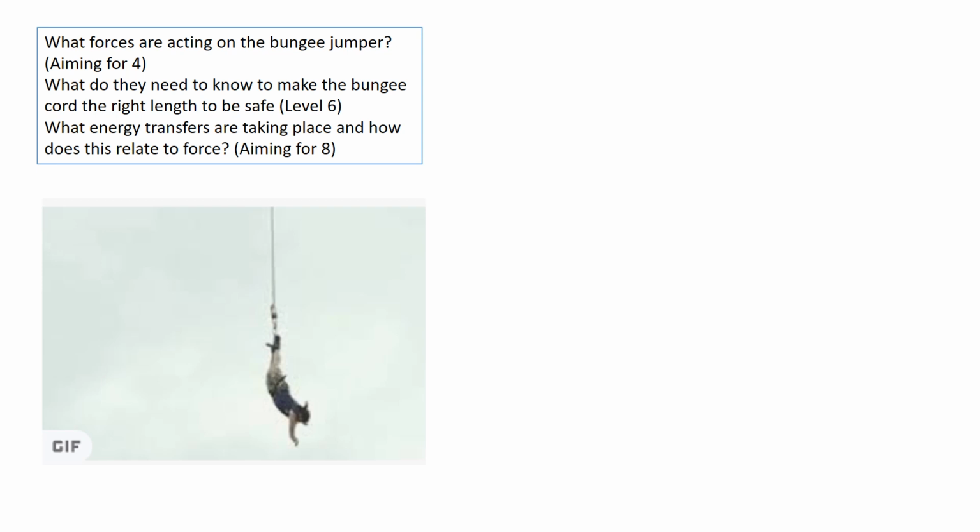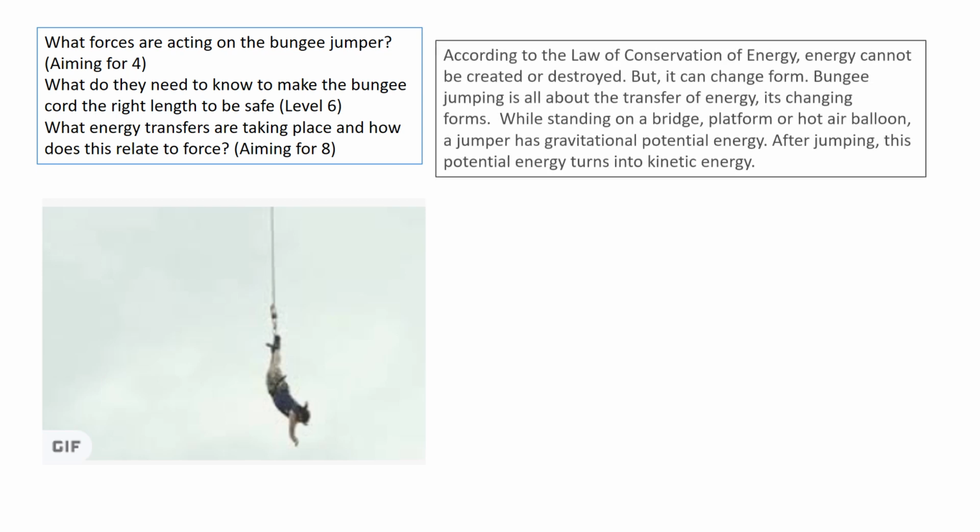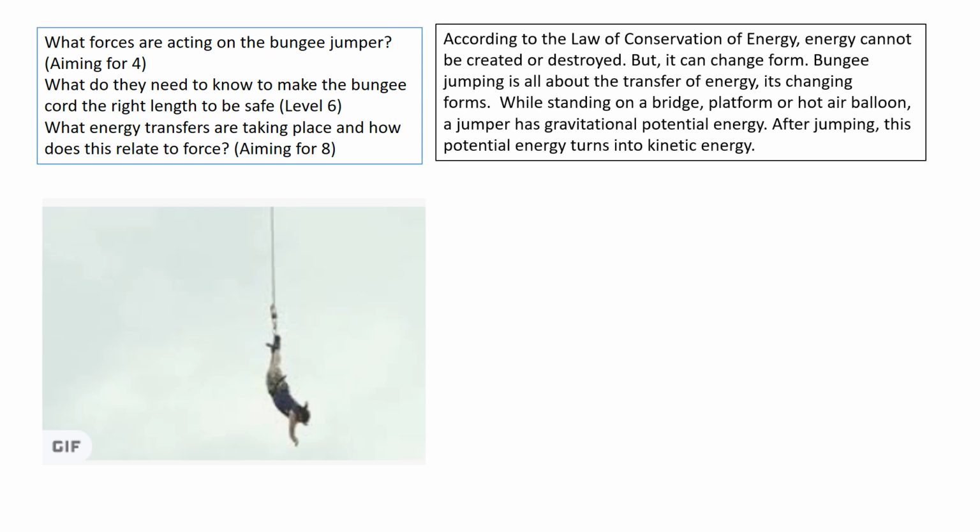What energy transfers are taking place? So now we're linking forces to energy, and that's really important because that is the link pushing us above a 6, for the 7, 8 and 9, is linking those energies to forces. So here is what we need to know. I suggest you pause the slide and write down things that you didn't know rather than just copying it all down.